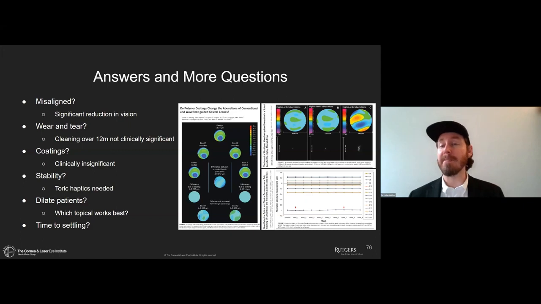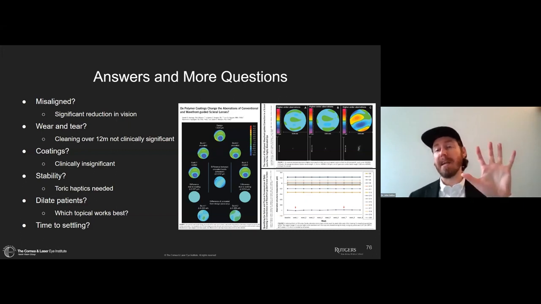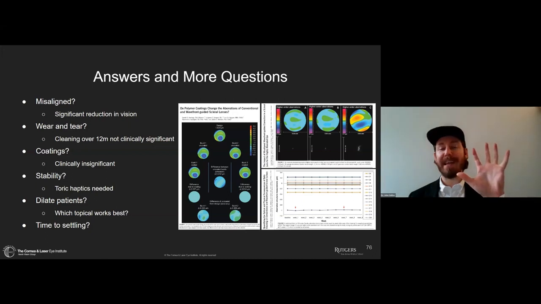The other question is the time to settling, right? If I put a lens on in the office with the alignment dots on it, is that enough time? Is 30 minutes enough time, 10 minutes enough time for an individual to have that lens stabilize on the eye so that I know that I have the maximum settling of the lens?